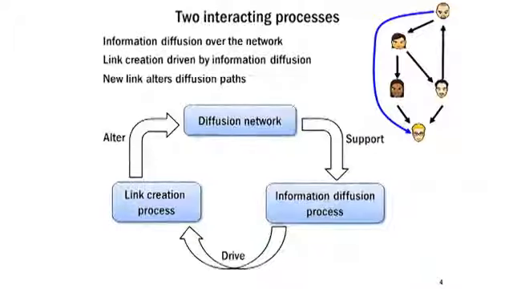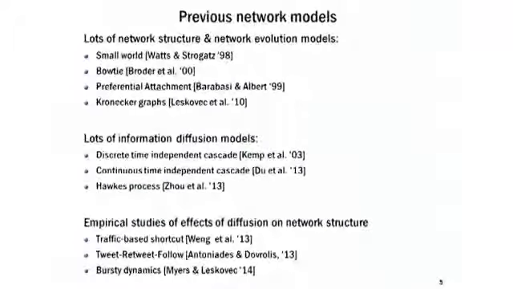Essentially, we want to model these two processes which are interacting with each other, and we want to fit it from the data. Previously, there has been lots of work on just looking at the network structure or the evolution of network structure itself. There has also been lots of work modeling information diffusion by itself. Recently, people are able to collect data which is about both information diffusion and link creation, and able to do empirical studies about the interaction between these two processes. And people find empirically that, indeed, the information diffusion process drives the creation of links.